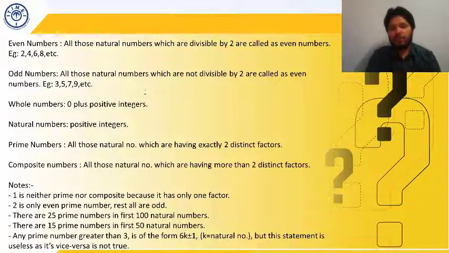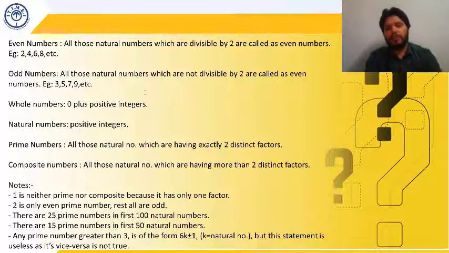Any prime number greater than 3 is of the form 6k plus minus 1. But not all numbers of the form 6k plus minus 1 are prime. So if not all such numbers are prime, then this statement is going to be useless for us. I hope it is clear to everyone. Any prime number greater than 3 is of the form 6k plus minus 1, where k is a natural number, but this statement is useless as its converse is not true. I hope it is clear.